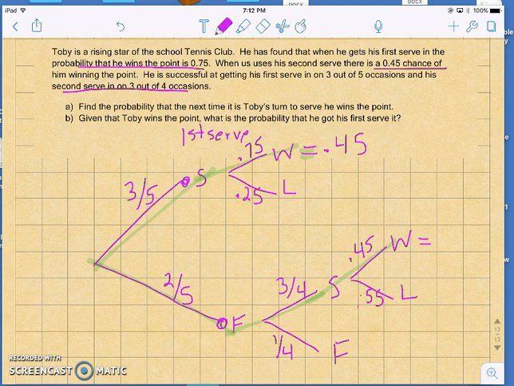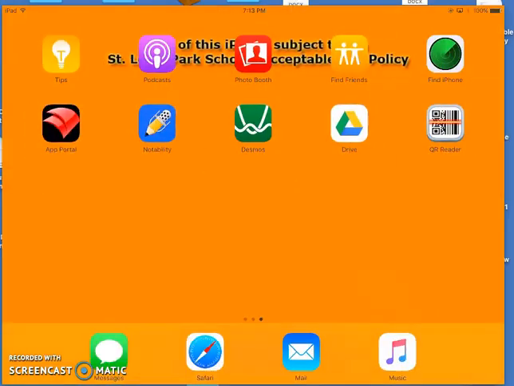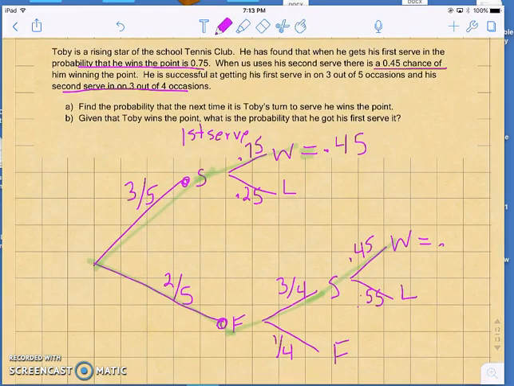That he wins on his second, 2/5 times 3/4 times 0.45. So let's see, 2/5 times 3/4 times 0.45. So that's a 0.135 chance. So that he wins, we would add those together, and so that would be 0.585.